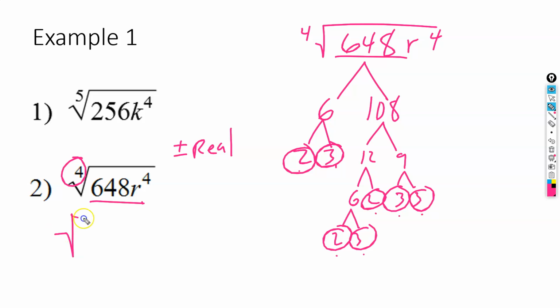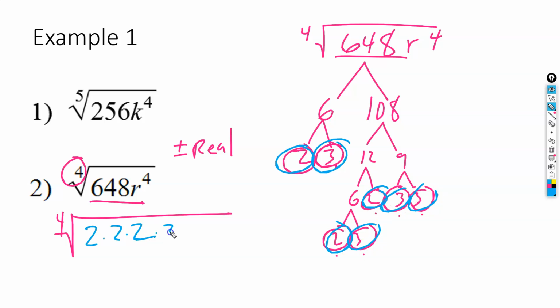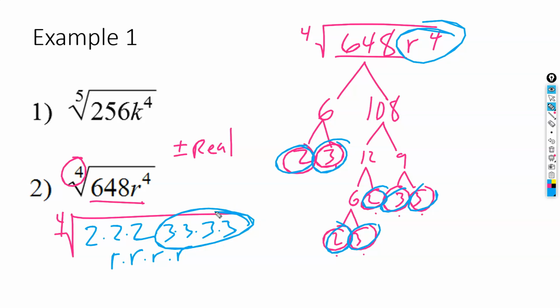Okay, so I've got fourth root, and how many 2's do I have? I'm just going to put all my 2's together. I've got 3 2's, and how many 3's do I have? 1, 2, 3, 4 3's. And then also we have r to the fourth. Now that means I've got r being multiplied by itself 4 times as well. And remember, we're looking for groups of 4 numbers that are identical. So there's 4 3's, and there's 4 r's.